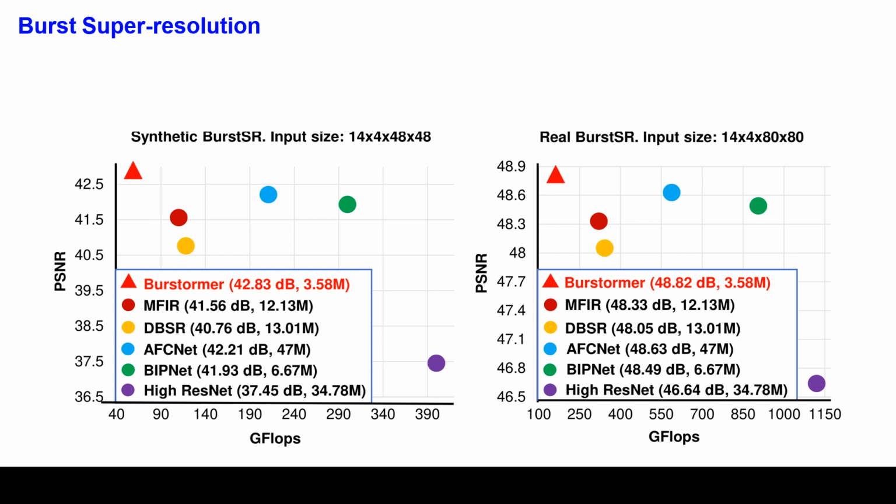We evaluate the proposed Burstormer on synthetic as well as on real-world datasets for the super resolution scale factor ×4. We train Burstormer with batch size 4 for 300 epochs on synthetic burst dataset. Comparative plot shows that our approach significantly advances the state of the art. When compared to the previous best BIPnet, our Burstormer yields performance gain of 0.9 dB, while having 47% fewer parameters, 80% less flops, and runs 2 times faster.